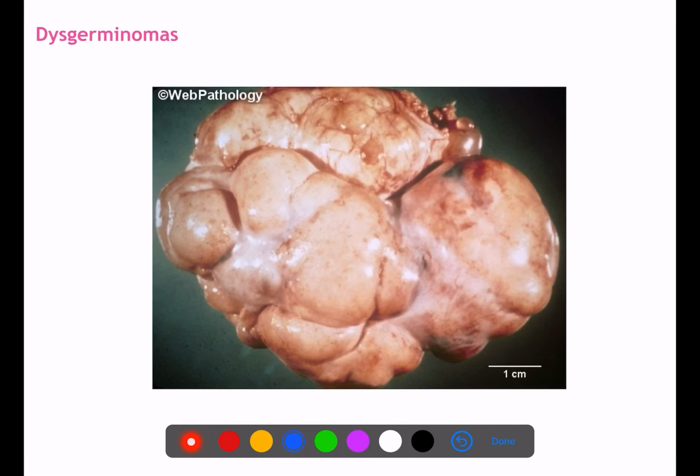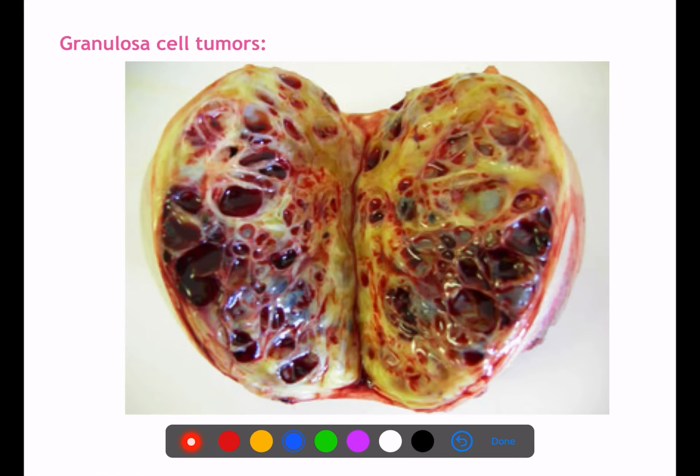The other common type of tumor is dysgerminoma tumor. Not an important type. Let's move to the important type, called granulosa cell tumor.